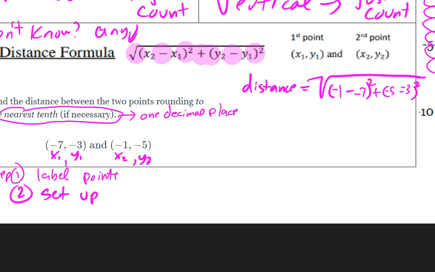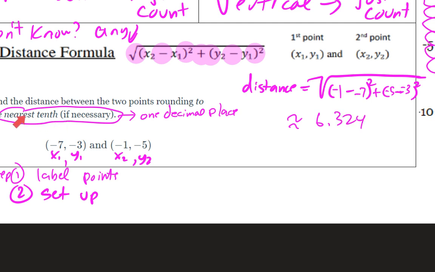Okay, that's a double negative, right? So we're going to make sure we type that square root symbol first. Okay, so type that into your calculator. Then we're going to type in parentheses, negative 1 minus negative 7, close it, squared, plus parentheses, negative 5 minus negative 3, close it, squared. So if we do that, then it's going to be approximately 6.324. All right, so we're almost done.